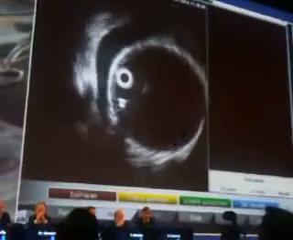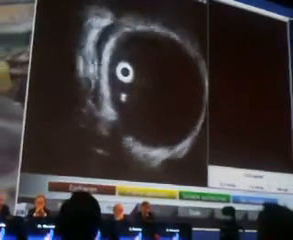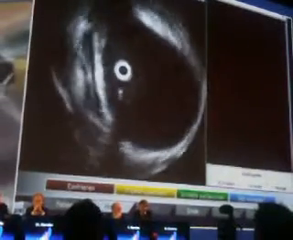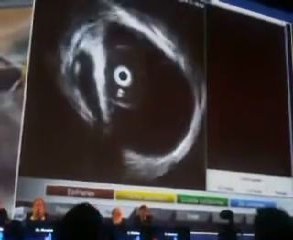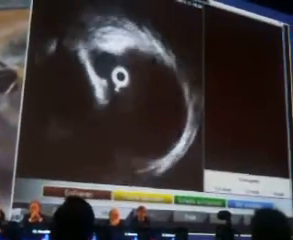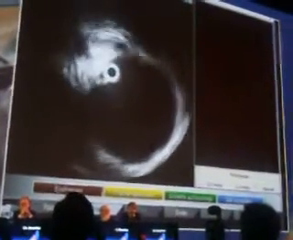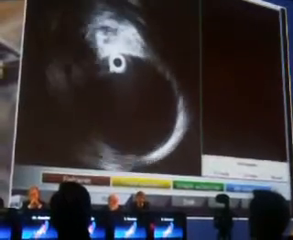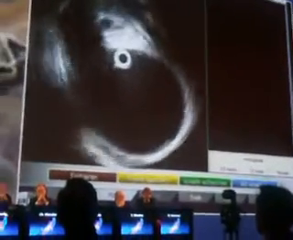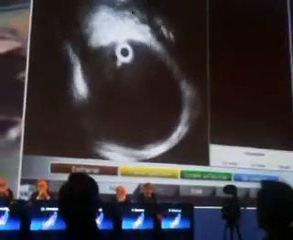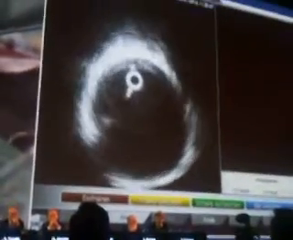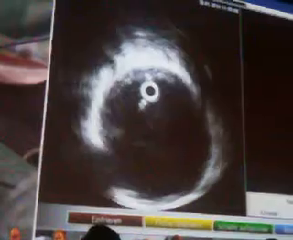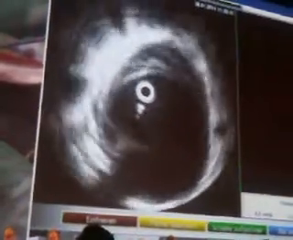This is the Volcano system. So we go back here. This is the brachiocephalic trunk. No dissection here. This is the left common carotid, also no dissection here. And here is the subclavian artery, and just distal to this, the dissection starts, as we have seen on CT.